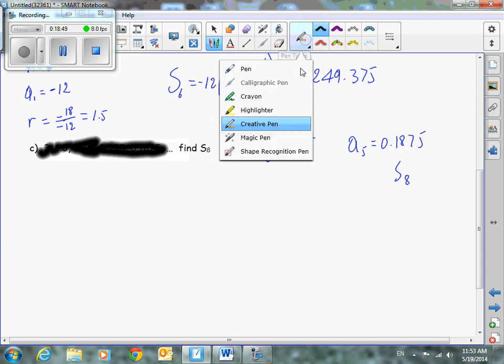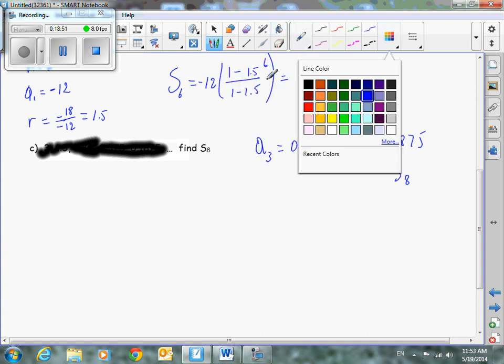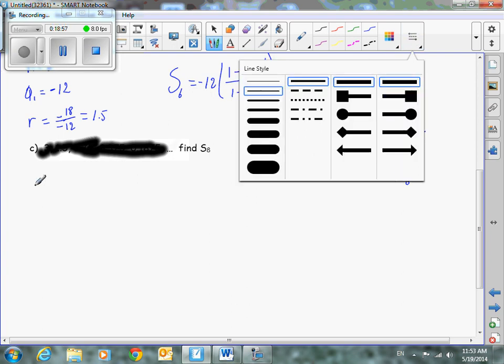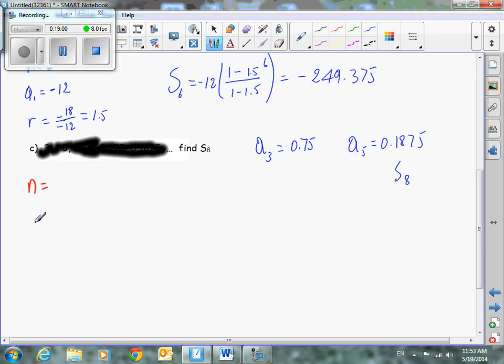This is all I gave you. How will you find everything else? What would be the first thing to do? What's N? 8. What is the next thing you need? We need A1, and we also need R. What's the first thing you think we will find? R. It's going to be hard to find A1 without R. So let's find R.